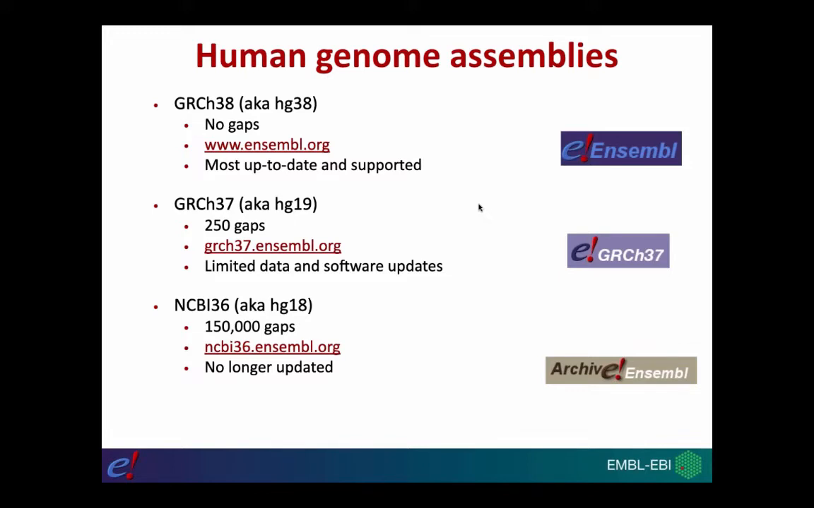Many people still use the GRCh37 genome assembly, so we do have a dedicated archive, grch37.ensembl.org, where you can browse and access data for the GRCh37 version of the human genome assembly. It is of slightly inferior quality, so there are some gaps, and there are some errors that have been corrected in GRCh38. But as we said, many people still use GRCh37, so we still make that data available for people to use.